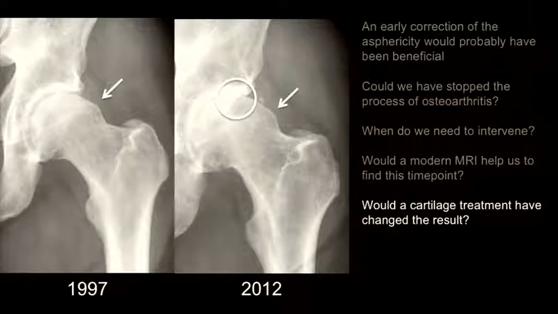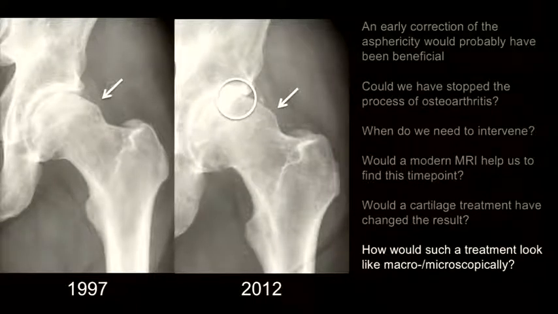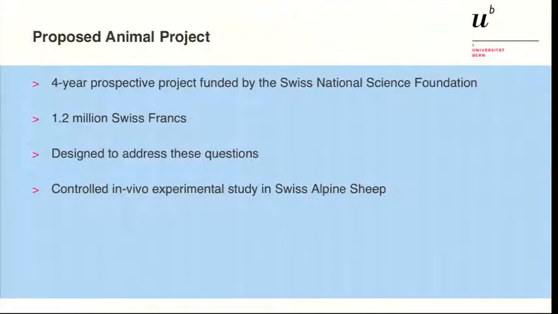Would a cartilage treatment in this case have changed the result? Maybe there's some evidence, as we just heard before from Lorenz. And how would such a treatment look macroscopically and microscopically? So based on those questions, we have proposed a four-year perspective project which was funded by the Swiss National Science Foundation two years ago. It's a big project of about 1.2 million Swiss francs, and we specifically assigned this project to address these questions.